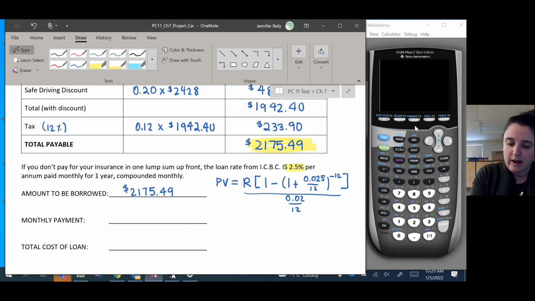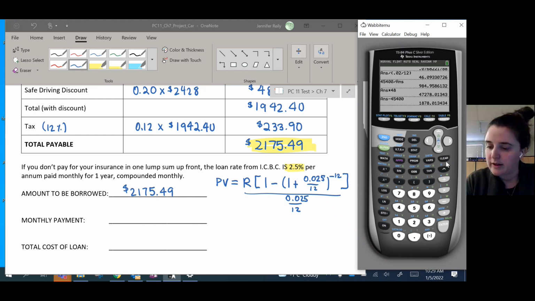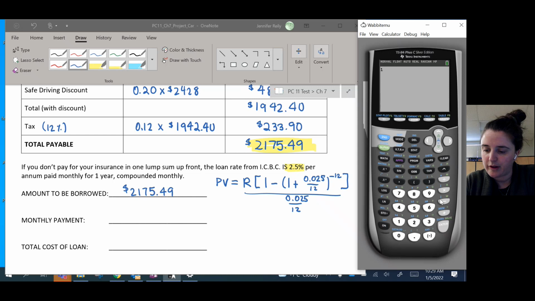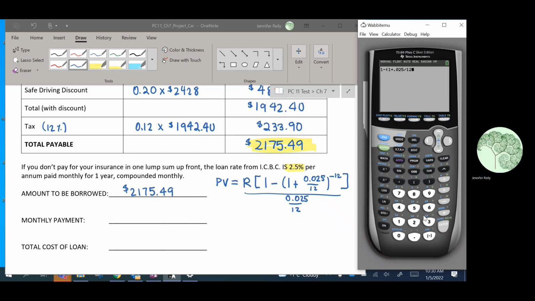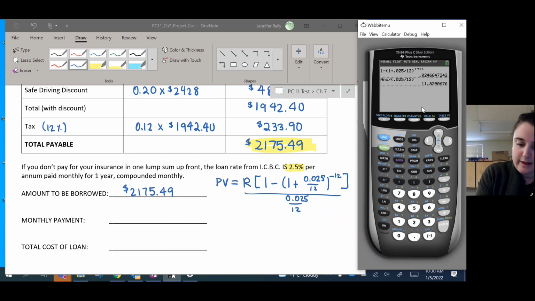Okay, so just like before, I'm going to plug all this into my calculator. Okay, I'm going to just clear it off. I'm going to do the numerator first. 1 minus 1 plus 0.025 divided by 12. Bracket, the power of negative 12. Press equals. That's just the numerator. I'll divide it by the denominator now. 0.025 divided by 12. I'll use brackets there, take note of that. Okay, so we get 11.839.